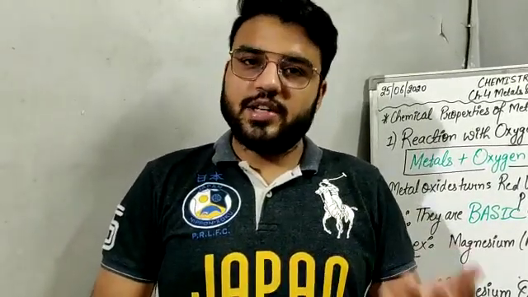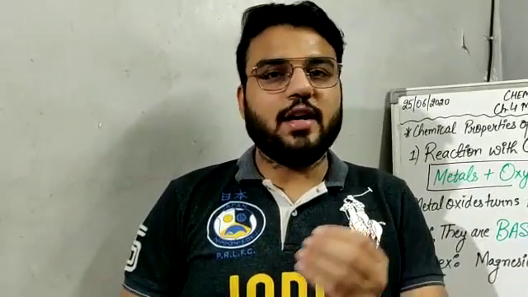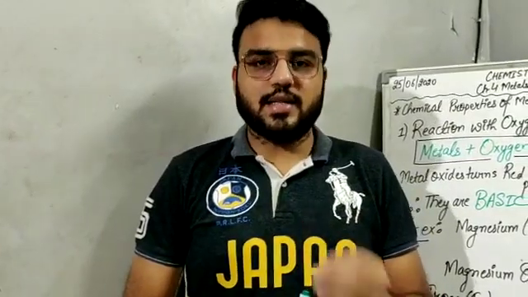So, yesterday we discussed chapter number 4, metals and non-metals. In that, we learned about the physical properties of metals and non-metals. In today's class, we will discuss and revise the chemical properties of metals and non-metals. Now we'll discuss the chemical properties, their reactions.